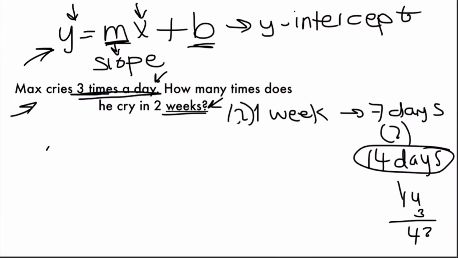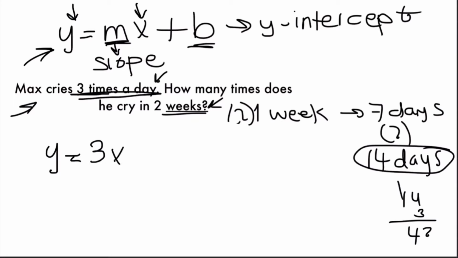Now they may ask for it in a formula. So we can write that where y is the amount of times he cries. And as we know, it's 3 times every day. So we can put the slope as 3 every day. So x is for each day.